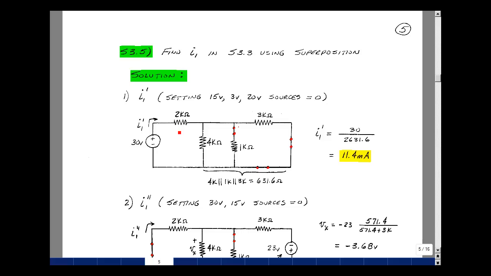Now that's in series with 2K, and divide that into 30 volts and we get 11.4 milliamps. This is the current I1, but due to the first source, we'll use a prime with the value of I1.